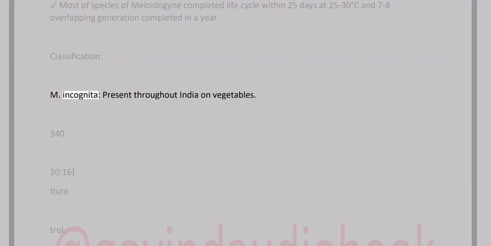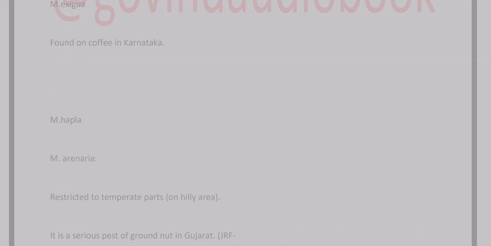Classification. M. incognita is present throughout India on vegetables. M. exigua is found on coffee in Karnataka. M. hapla and M. arenaria are restricted to temperate parts, on hilly areas. M. arenaria is a serious pest of groundnut in Gujarat. M. brevicauda is found on tea in Assam. M. graminicola is found on rice in eastern parts of the country.